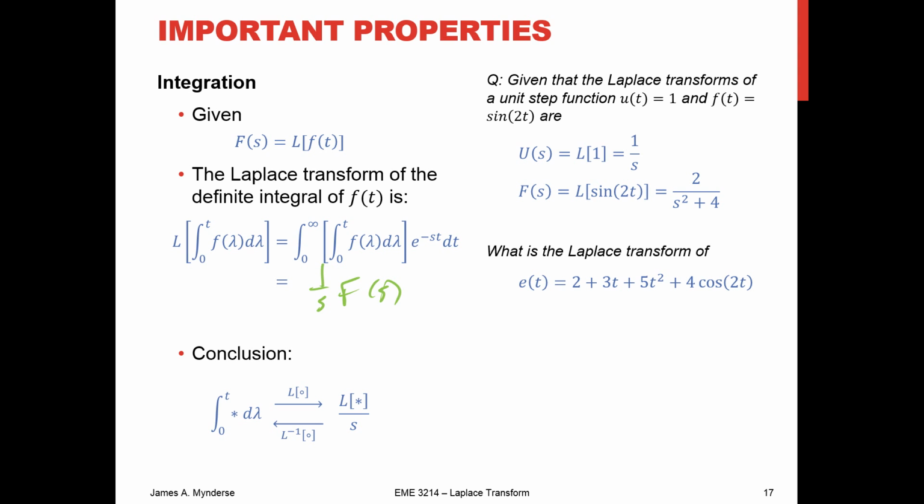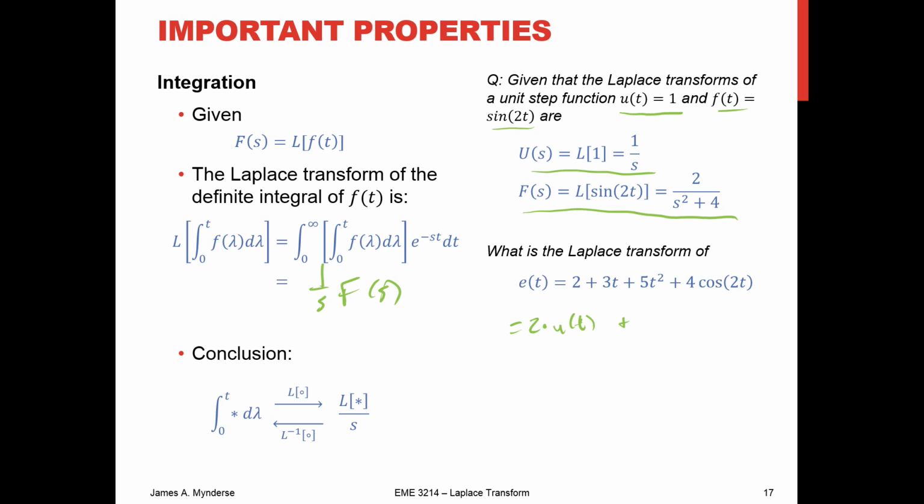If we've got u of t is 1, f of t is sine of 2t, then U of s must be 1 over s, and F of s, Laplace of that, must be that. What's the Laplace transform of this thing? Well, let's think about that for a little bit. What would that be? Have you got any ideas? What would that be? I think you can see right away that the first term is going to be 2 times u of t. But what's the second term there?